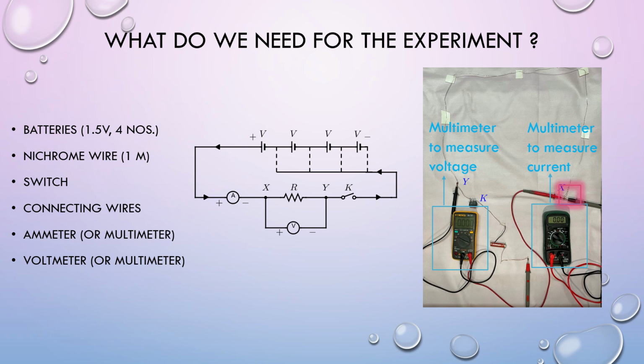As we see here, this terminal X is here, terminal Y is here, the switch K is here, and this wire is like this. We need connecting wires to connect these things, and an ammeter to measure the current and a voltmeter to measure the potential difference. If we don't have an ammeter, we can also use a device known as a multimeter, which can measure both current and voltage when we set it appropriately. In this experiment, we use a multimeter to measure the voltage and a multimeter to measure the current. So let us start the experiment.